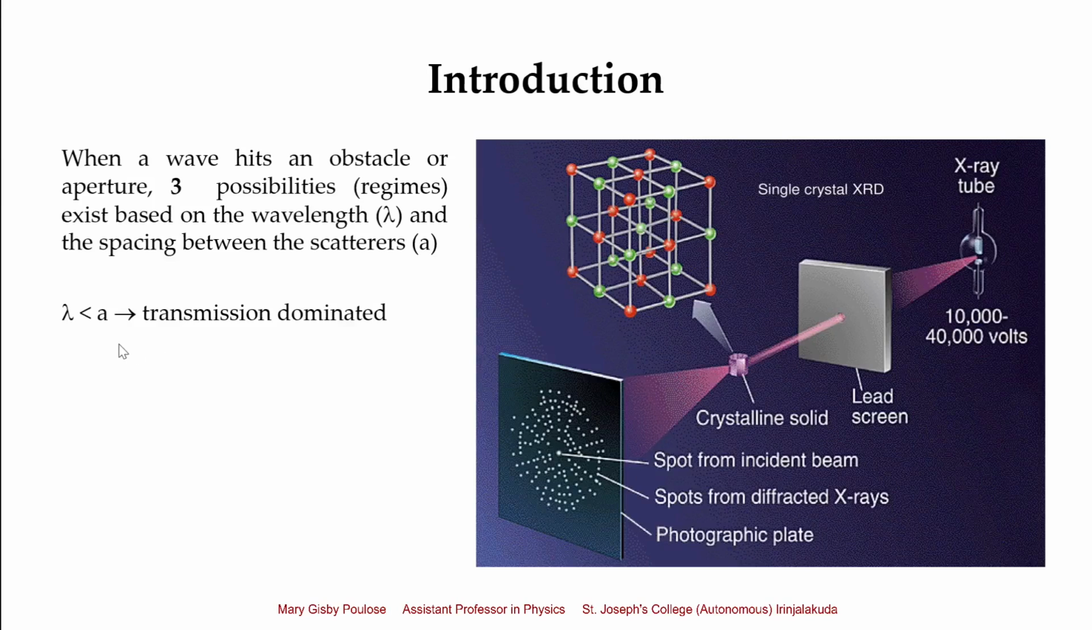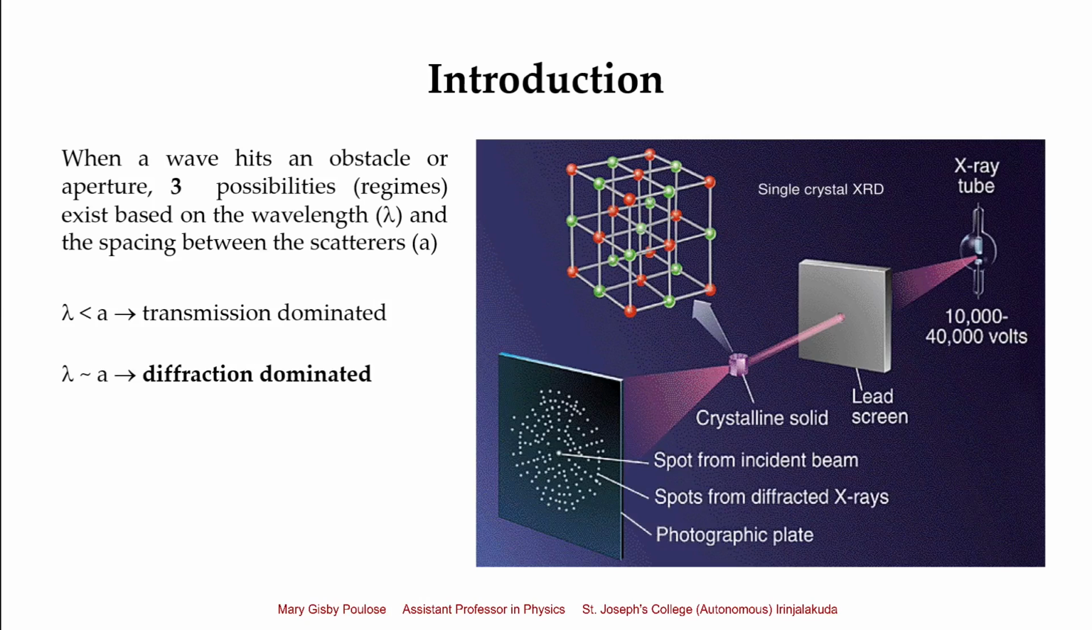If the wavelength is very much less than that of the obstacle or the aperture, here light will get mostly transmitted through it. So the aperture will be large compared to the wavelength of light, and light will transmit through it.